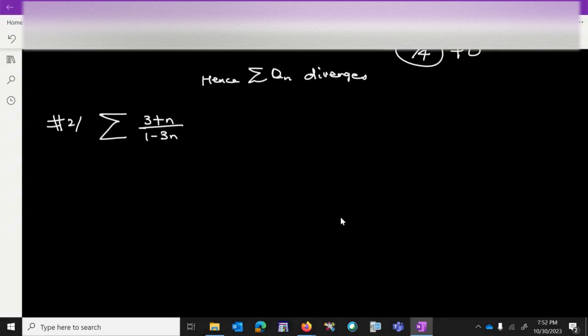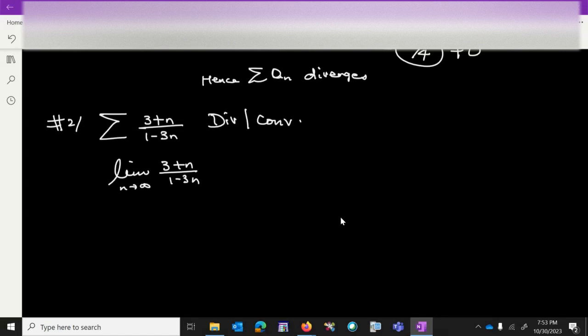What happened to this series? We're going to see if it diverges or converges. The test for divergence tells me that I have to find the limit of the sequence. So I have to write this in limit form: the limit of 3 plus n over 1 minus 3n as n approaches infinity is equal to what?